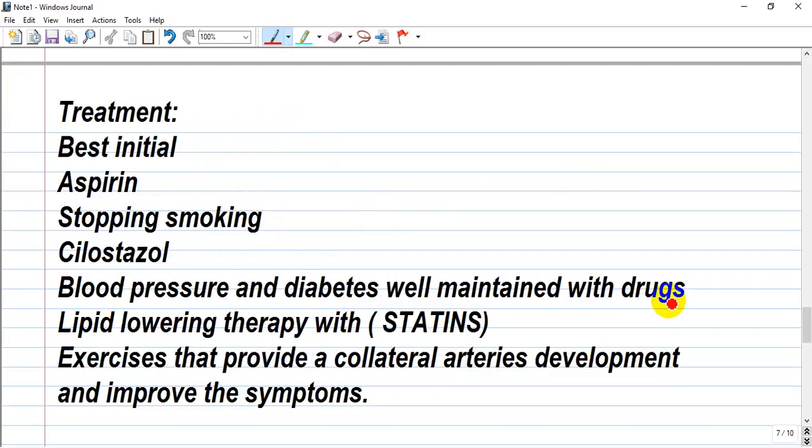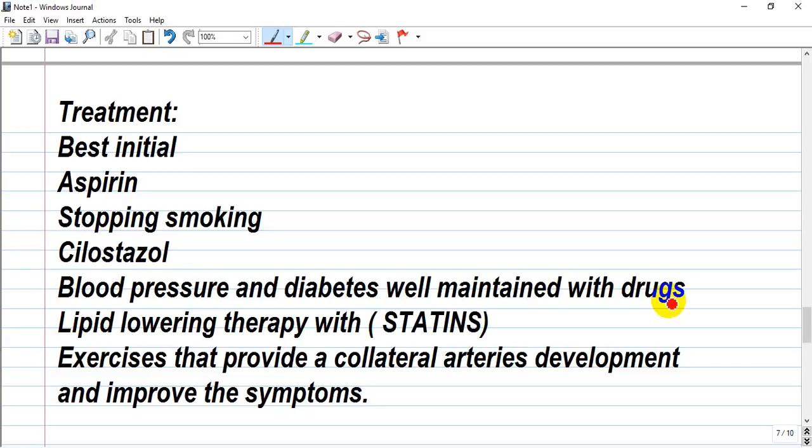What is the treatment? The best initial will be aspirin, stopping smoking if smoking is a risk factor present, or cilostazol, and for sure, if the patient also has increased blood pressure and diabetes, maintaining these disorders properly with drugs. Also, lipid lowering therapy with statins is welcome here. Exercises provide collateral artery development and improve the symptoms.